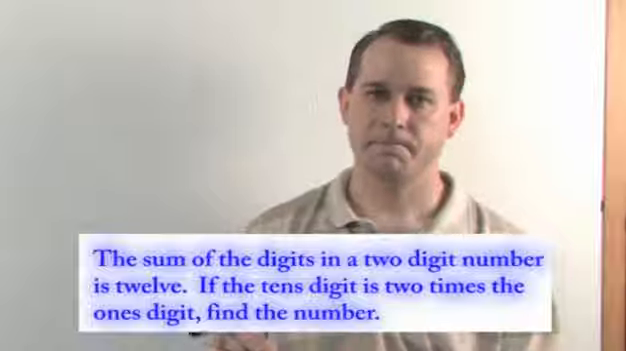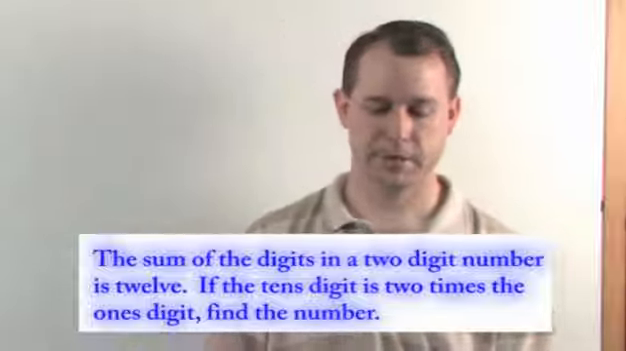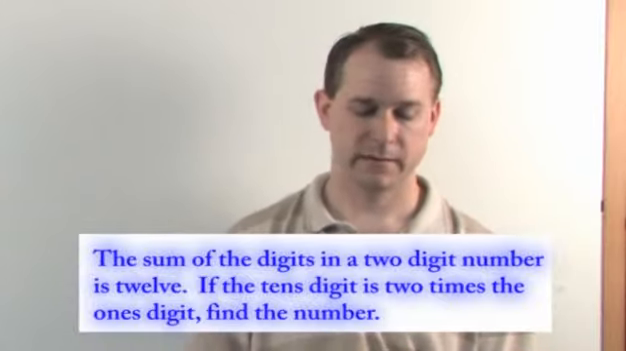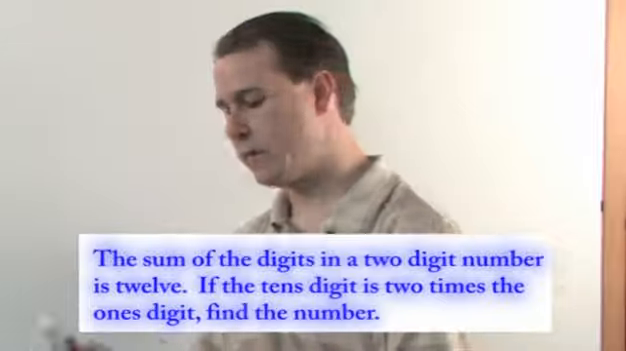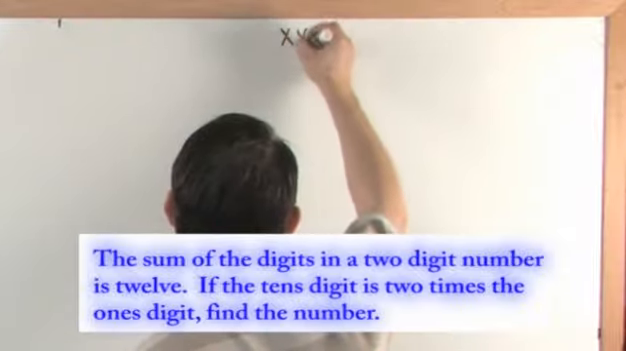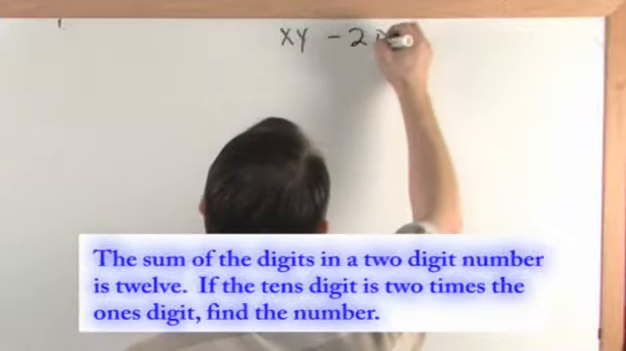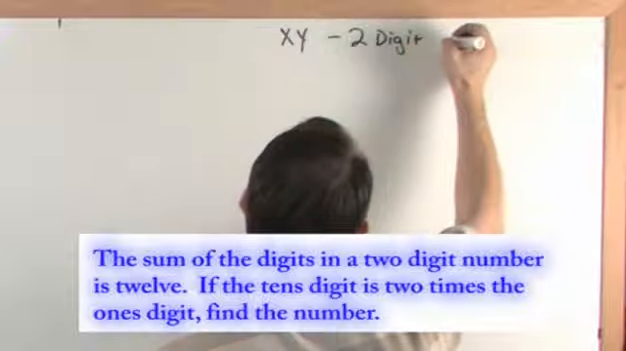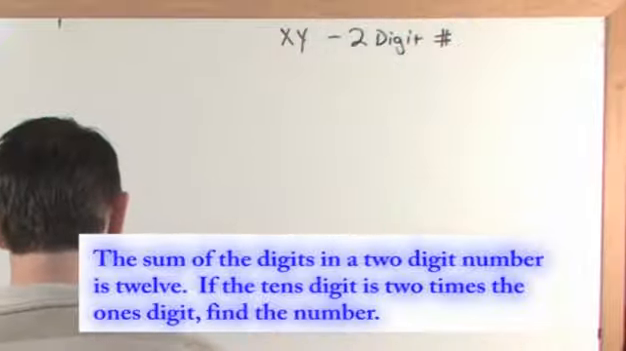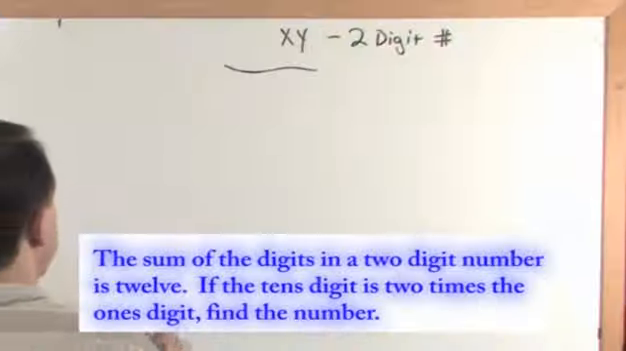The sum of the digits in a 2-digit number is 12. If the tens digit is 2 times the ones digit, find the number. So again, it's the same thing. It's a 2-digit number, so we're going to have x, y. Those are our 2 digits. Just to remind us, 2-digit number: these are not multiplied together. These are our digits.